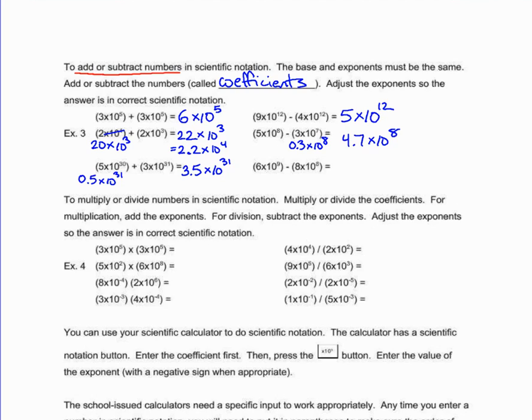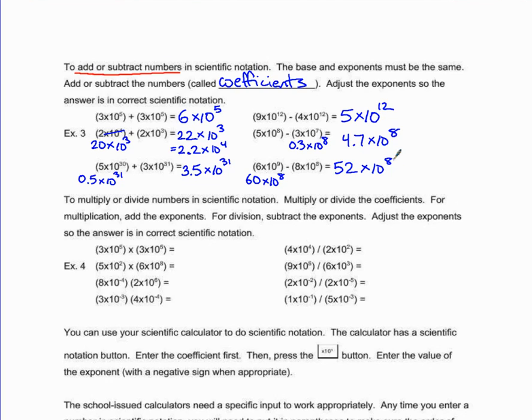In the next example, we have 6 times 10 to the 9th minus 8 times 10 to the 8th. And I'm going to do both strategies here. I'm going to make the larger exponent smaller. So I'm going to change 6 times 10 to the 9th to 60 times 10 to the 8th. So we have times 10 to the 8th for both. So we have 60 minus 8, 52, times 10 to the 8th power.